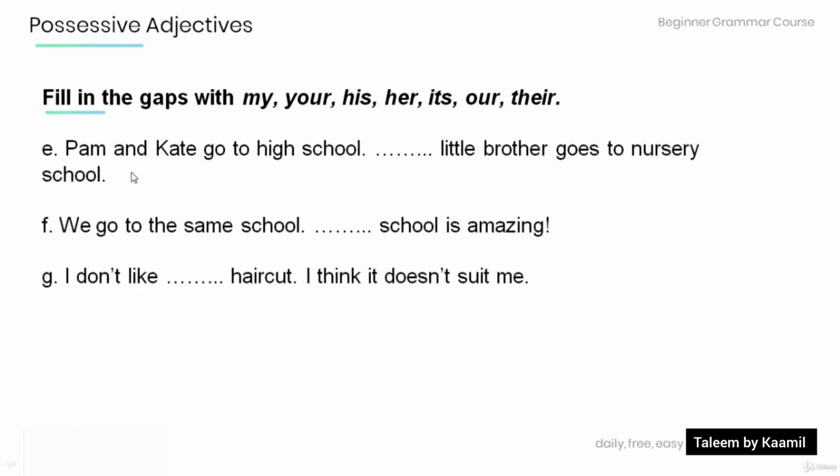E. Pam and Kate go to high school. Little brother goes to nursery school. F. We go to the same school. School is amazing. G. I don't like haircut. I think it doesn't suit me.